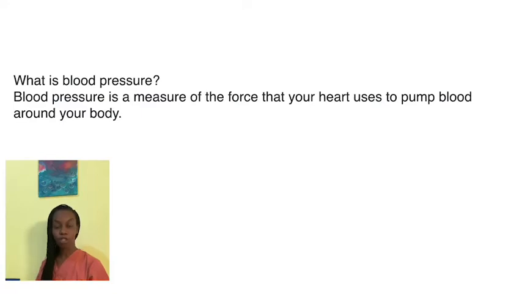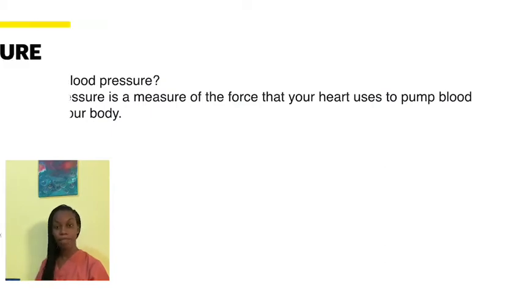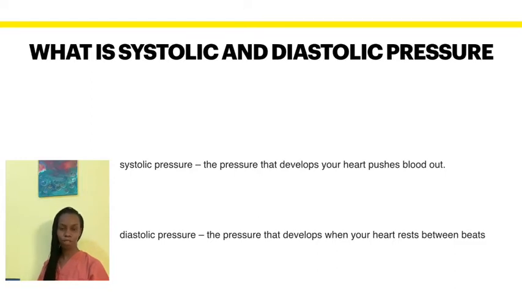When a blood pressure is done, there are two numbers that we see. An upper number known as a systolic number and a lower number known as a diastolic pressure. So we have the upper number, the systolic pressure, and the lower number, the diastolic pressure.